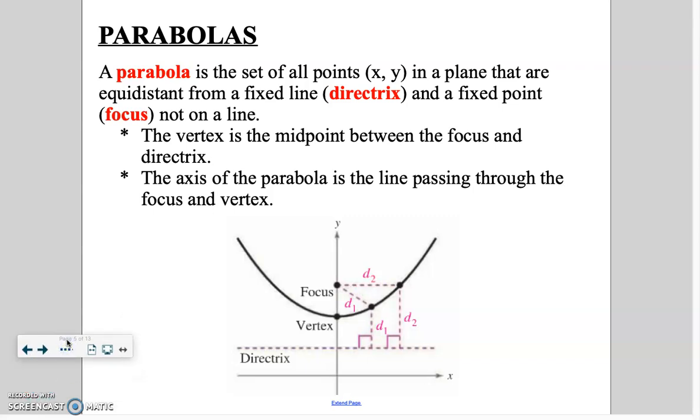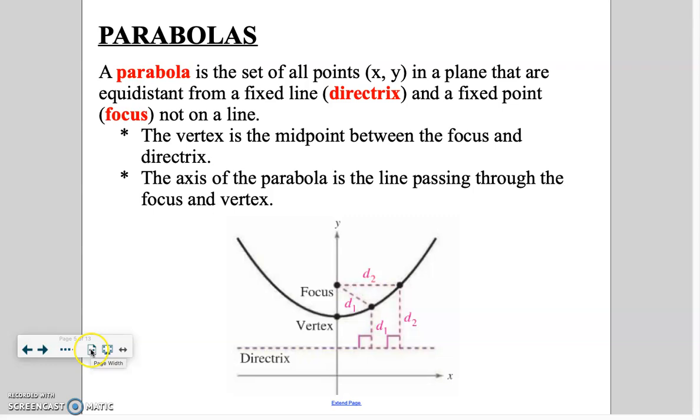So, a parabola is going to be the set of all points (x, y) in a plane that are equidistant from a fixed line that we call the directrix and a fixed point that we call the focus that is not on the line. So right there, even from the start, this is a different way of defining what a parabola is.